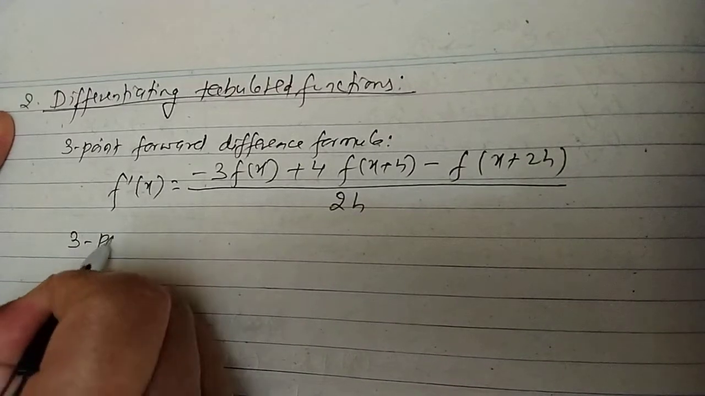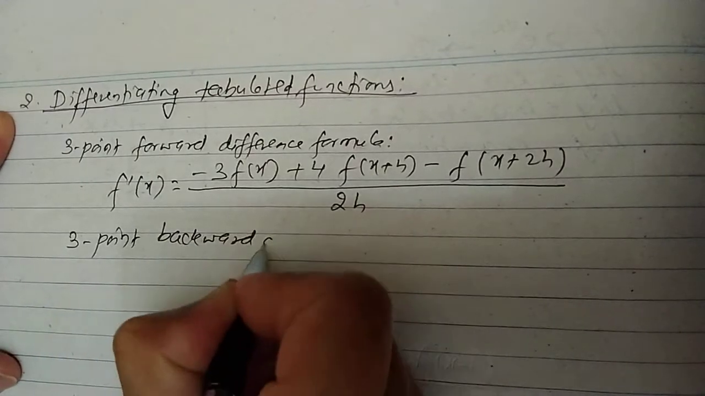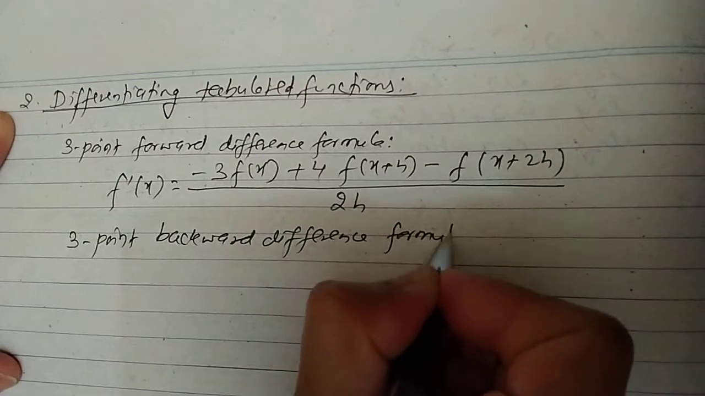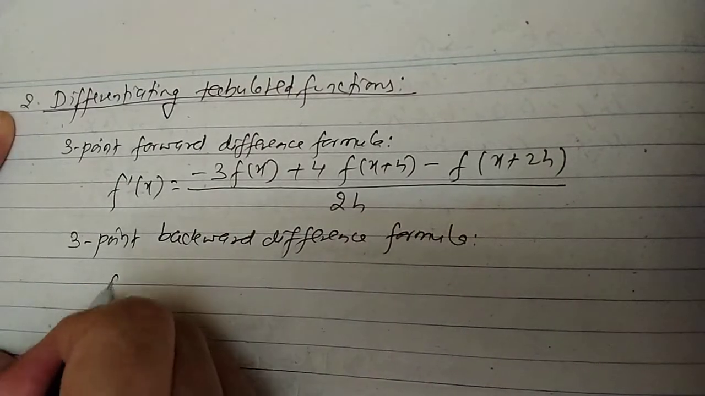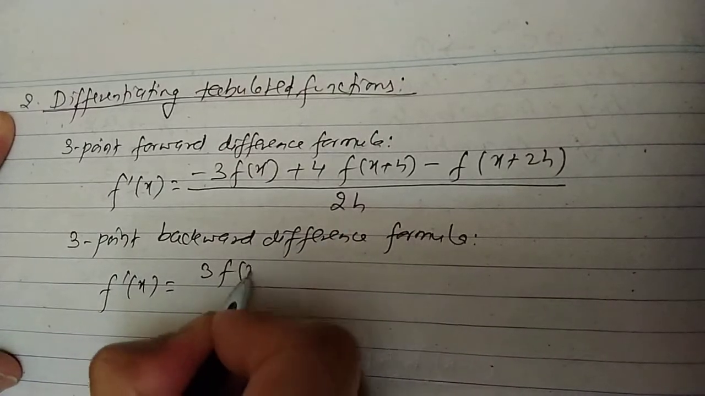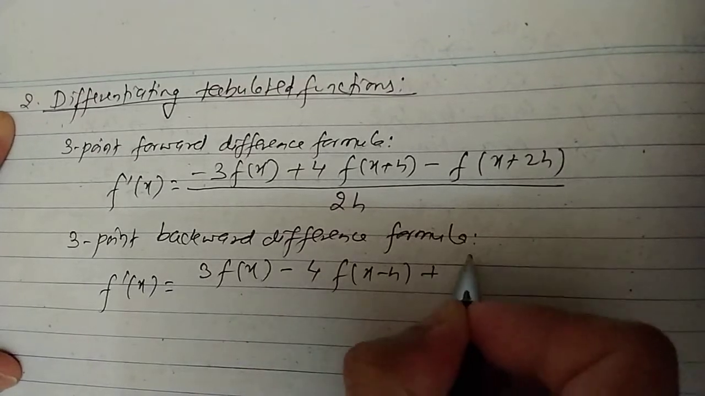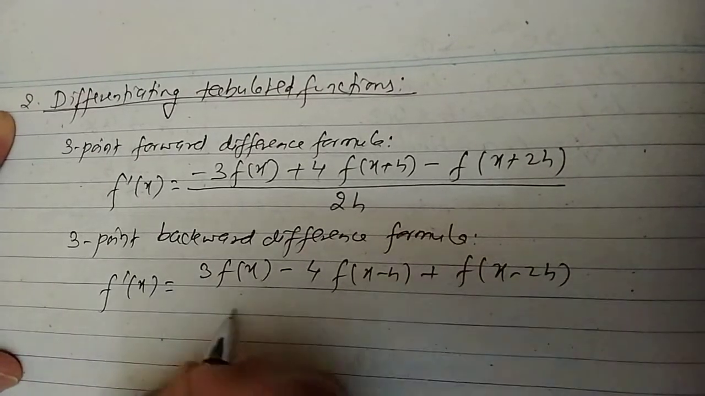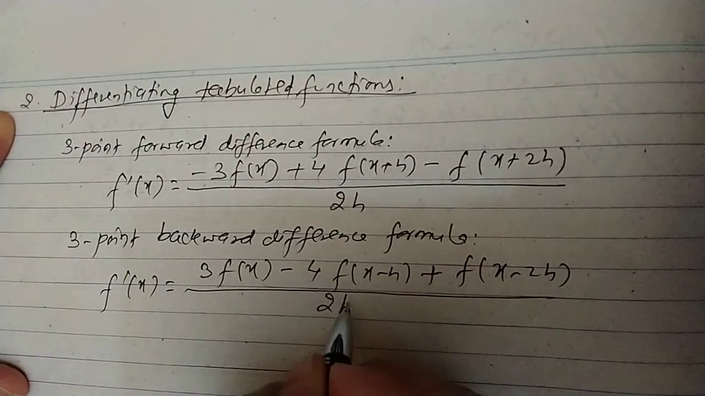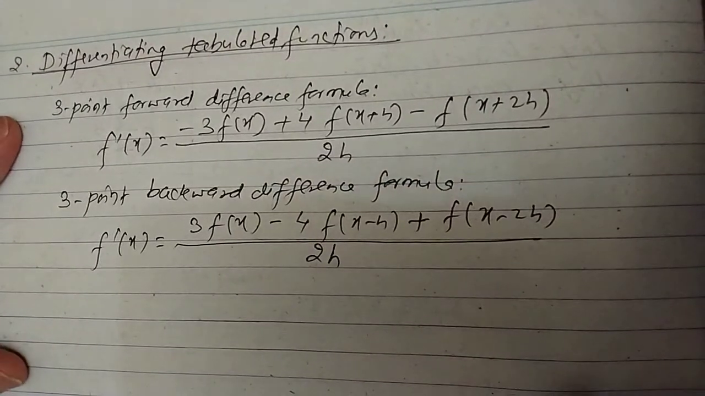So 3 point backward difference formula. So f dash x will be equals to 3fx minus 4 into fx minus h plus fx minus 2h whole upon 2 into h. So multiply with minus sign in the numerator as well.